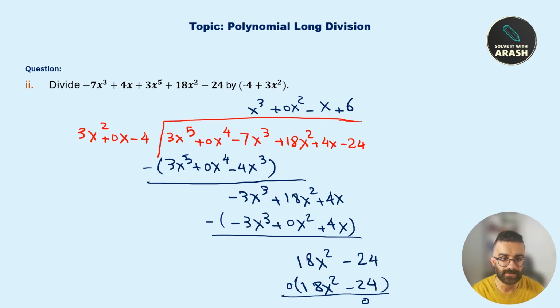Voila! This polynomial of degree 5 is divisible by this quadratic, and the quotient is of degree 3, and the remainder is 0. And I'm going to show it with R standing for remainder.